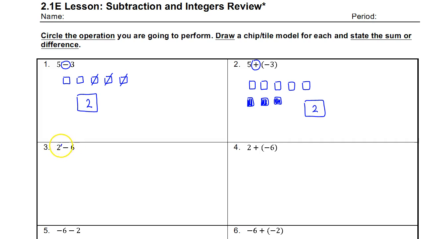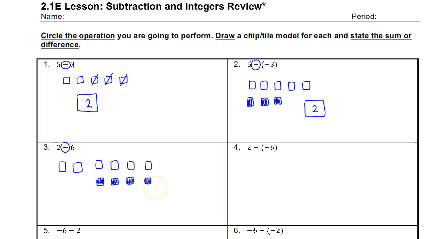For number 3, we're back to subtraction, and I'm starting with 2 positives to represent the first integer 2. And I want to subtract 6. So the problem is I only have 2 positives. If I want to subtract 6 positives, I'm going to have to add zero pairs. If I already have 2 positives, I really only need 4 positives. So I'm going to add 4 zero pairs.